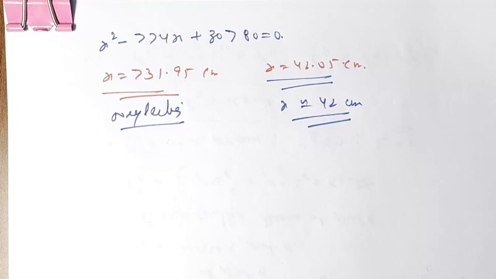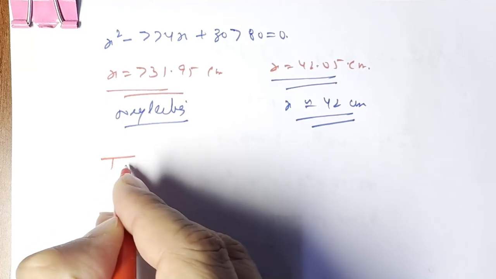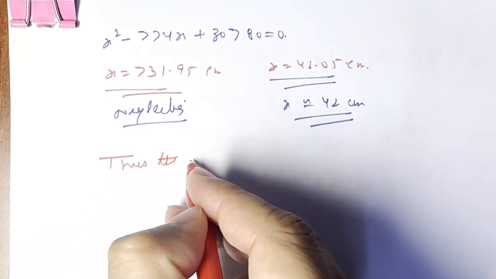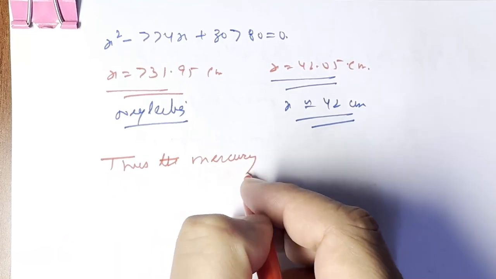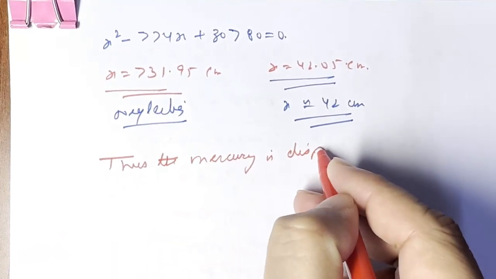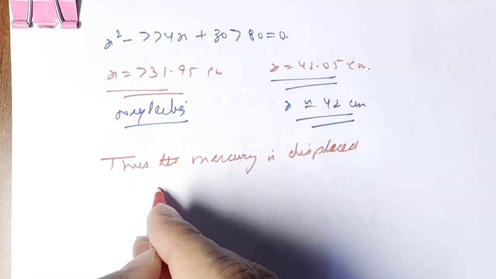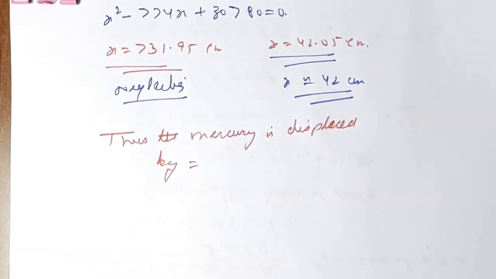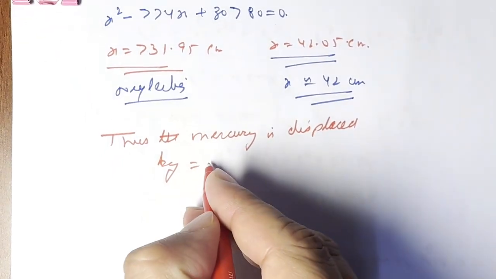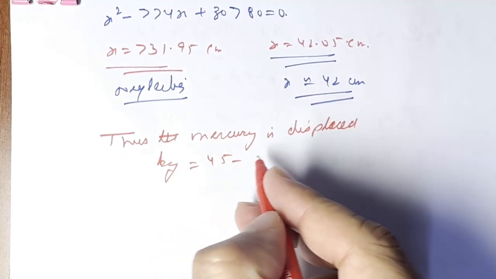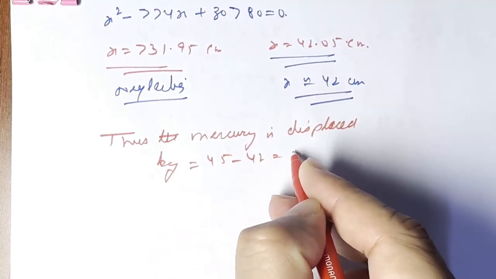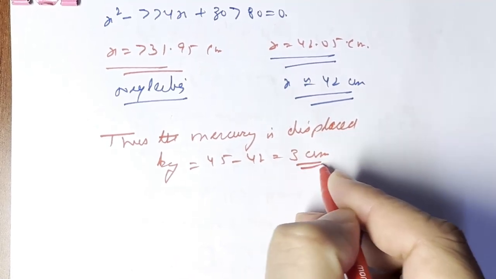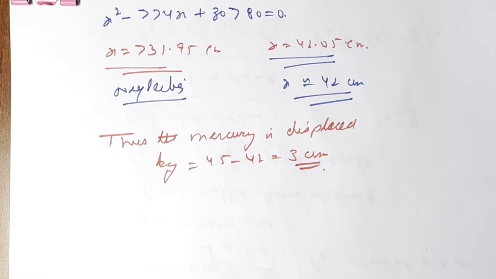So we were supposed to find the displacement of the mercury. Thus the mercury is displaced by 45, which was the length, minus 42, and this comes as 3 centimeters. So this is our final answer.